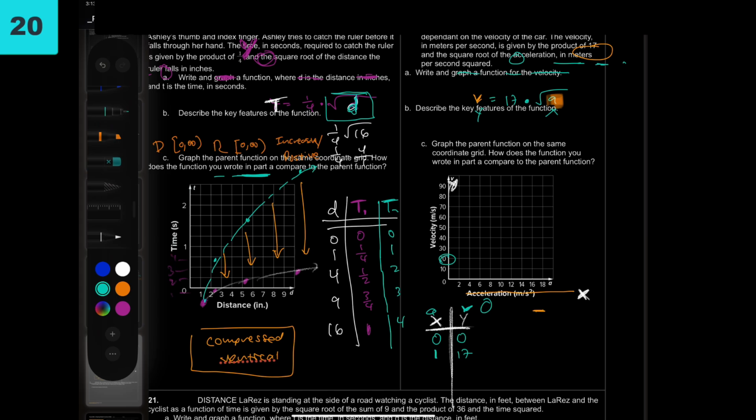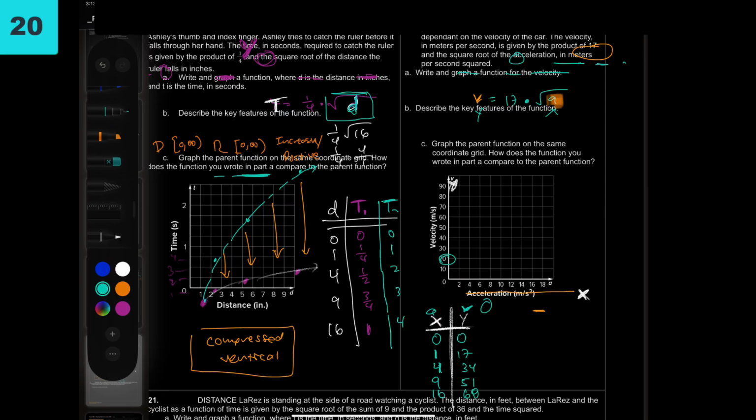I'm not going to put in 2 or 3. I'm going to put in 4 because I get the square root. Square root of 4 is 2, 2 times 17 is 34. Square root of 9 is 3, 3 times 17 is 51. And let's put in 16. Square root of 16 is 4, 4 times 17 is 68.